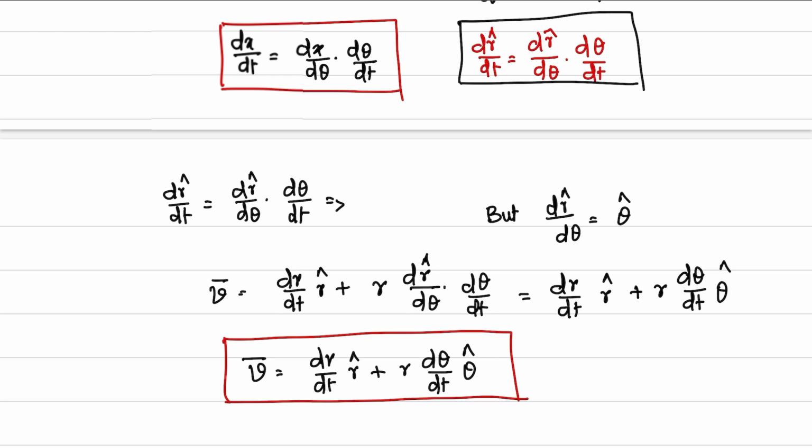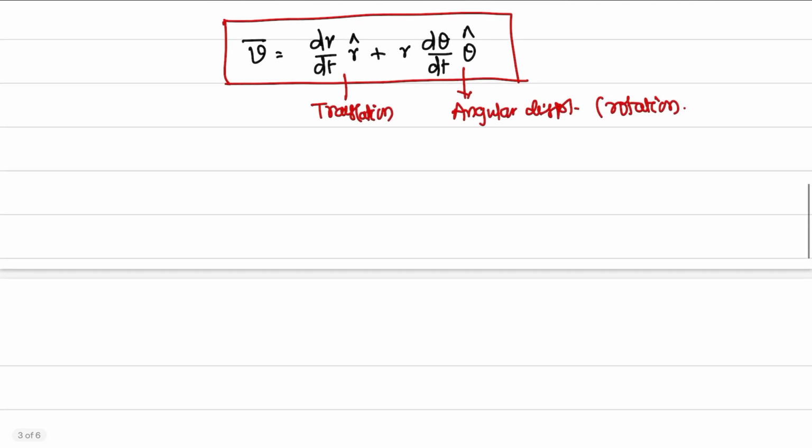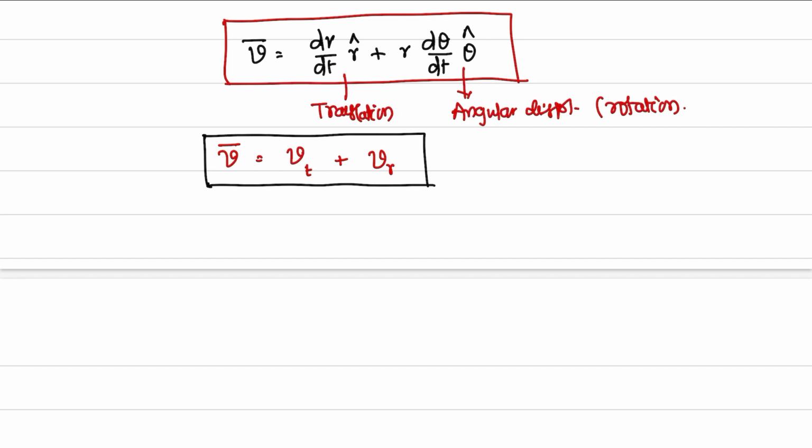And here you see, this is due to displacement or translation, and this is due to angular displacement, that is rotation. That means v bar is equal to velocity due to translation plus velocity due to rotation. Here we have proved that the net velocity of a particle on a rigid body under rotational motion is the sum of the rotational and translational velocities.